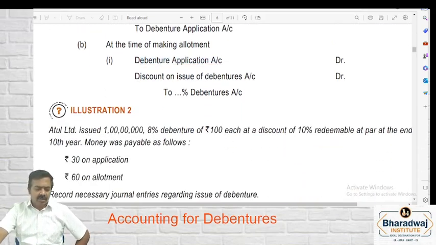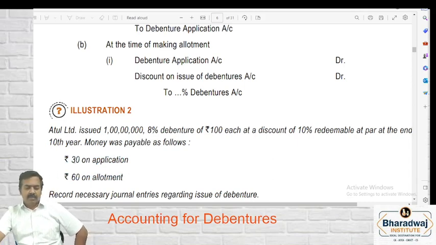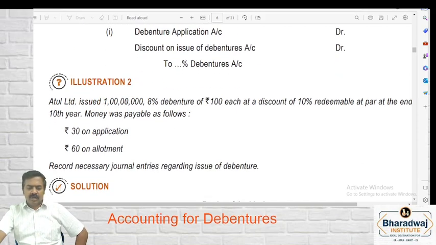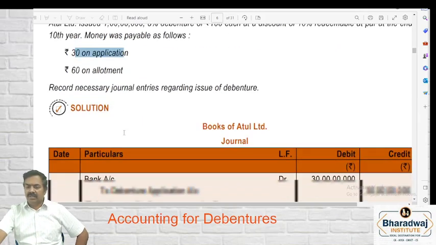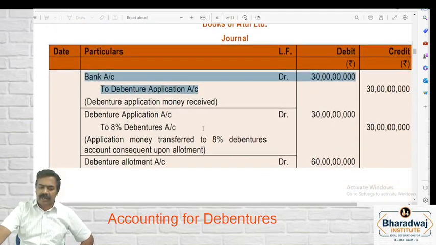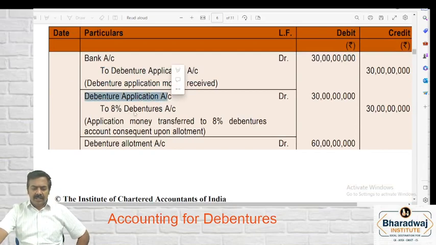Look at this. Atul Limited issued 1 crore 8% debentures of 100 each at a discount of how much? 10%. Redeemable at par after 10 years. How much is receivable on application? 30 on application, 60 on what? Allotment. What is the first entry we'll pass? Bank account debit to debenture application. 1 crore into 30. You would have passed bank account debit to debenture application account 1 crore into 30. Debenture application account debit to debentures account 1 crore into 30.